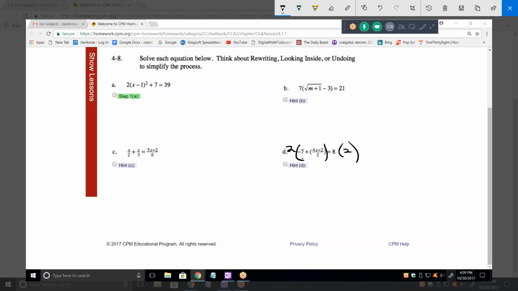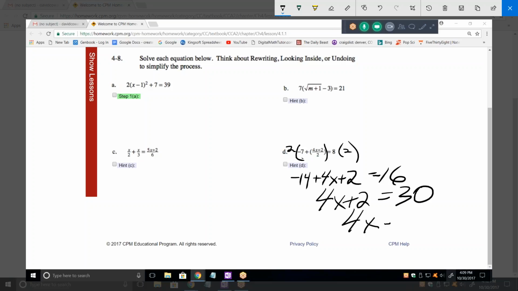Minus 14. No, it's minus 14 plus 4x plus 2. What do you have on the right? Equals 16. Okay, notice that I got rid of the denominator. Now everything's a little easier. Still going to add 14, so I still get to that step. The rest is going to proceed the same way. But it was a different way to do the problem.